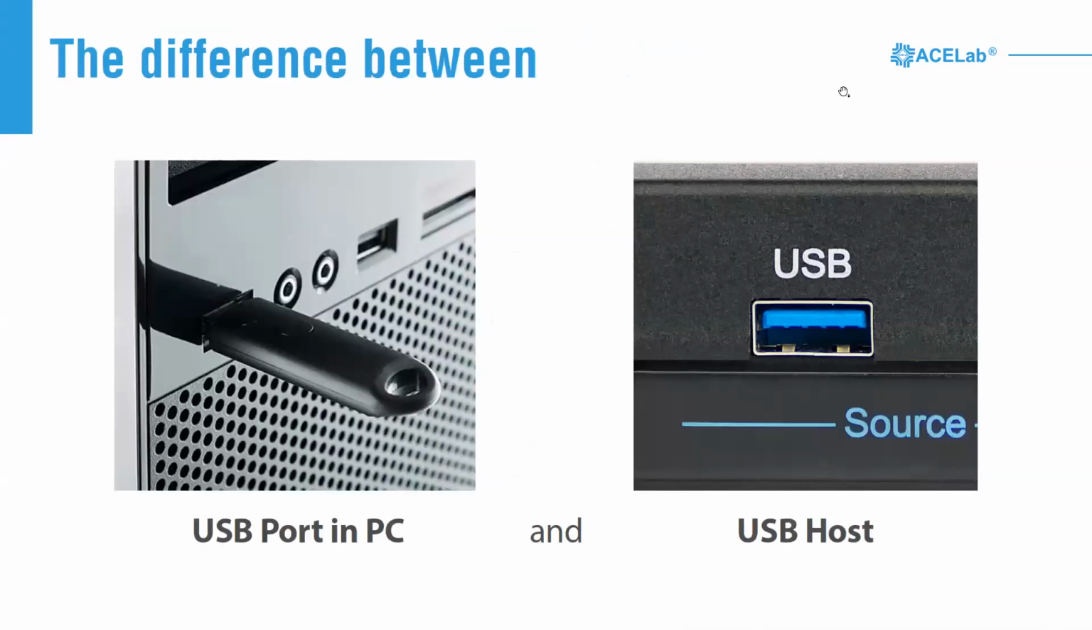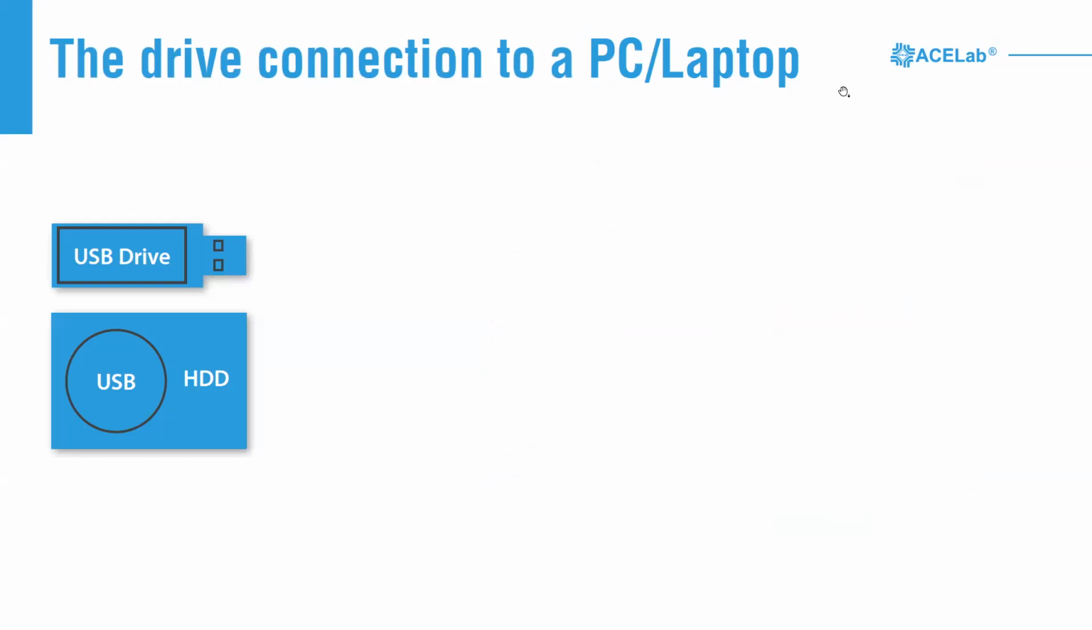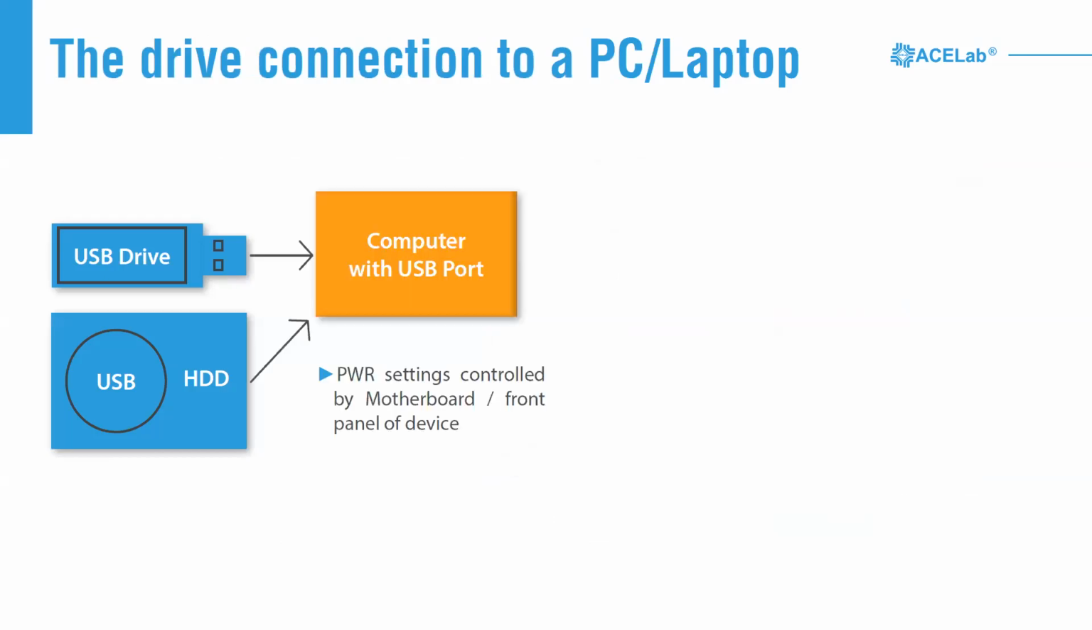And what is the main difference between the host port in the PC-3000 Portable and a default USB port in your computer? If we compare the process of drive connection to a PC or laptop and to PC-3000 Portable, we can see that as soon as you connect the USB device to your computer, first of all, the computer starts to communicate with it, and sends a power supply on the USB port, which becomes controlled by the motherboard itself.